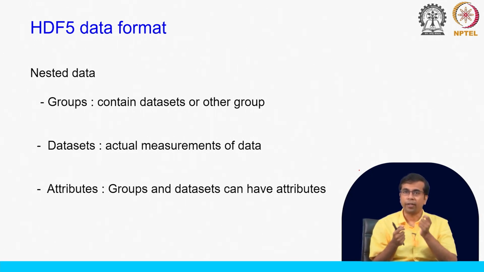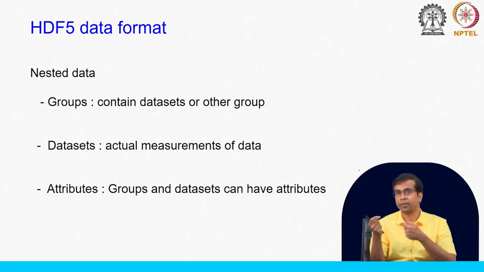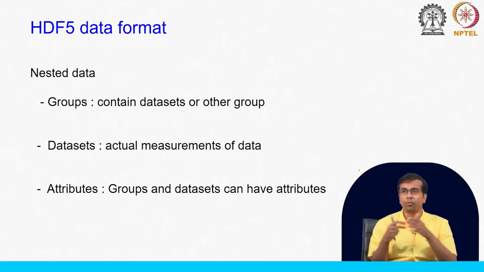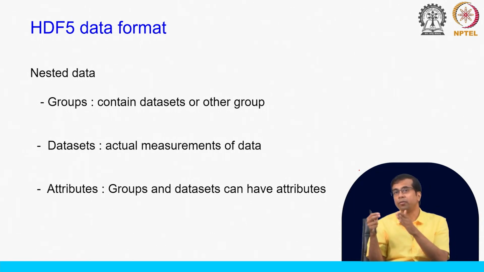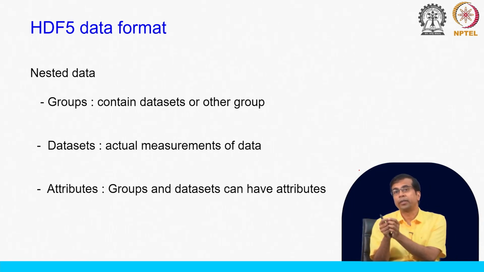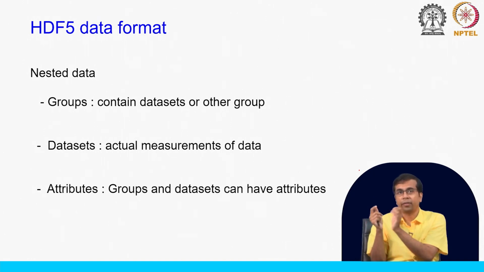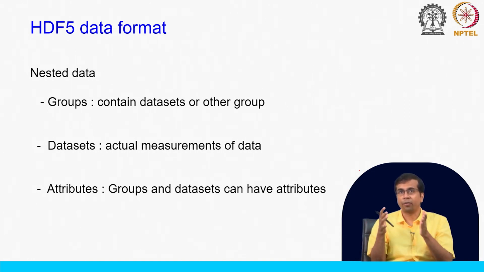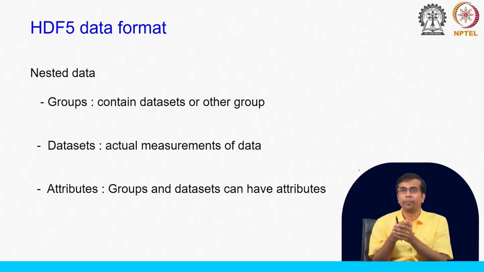The data sets are the actual data. For comparison with the Windows file system, these are the files, the actual measurements. And then attributes are like features. For each of these data sets or groups, you can add features saying this data set was collected for this condition, and this data set was collected for that condition, etc. For a group of data sets, when you define groups, you can say this group of data was collected from this location perhaps. So, as you can see, you can store very complex data sets along with the metadata, and this is a data format that is widely used.